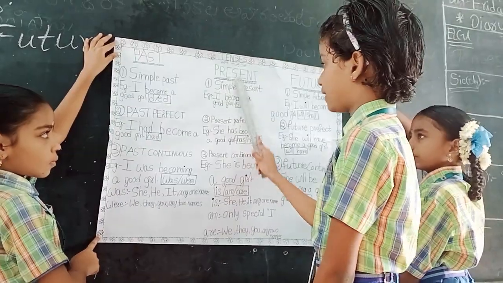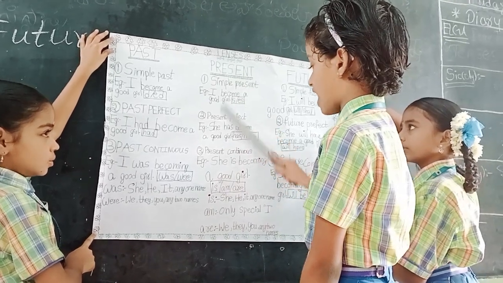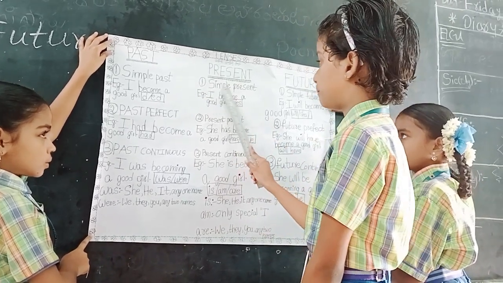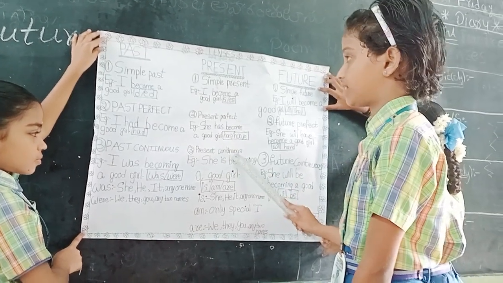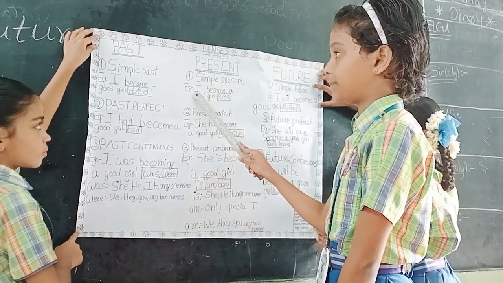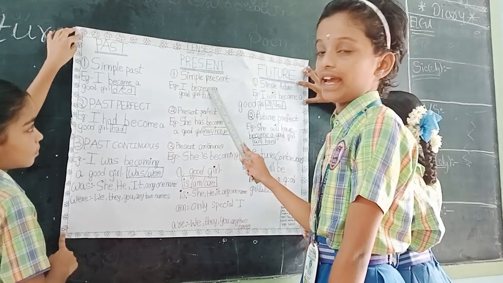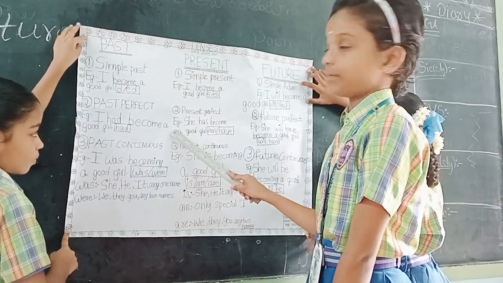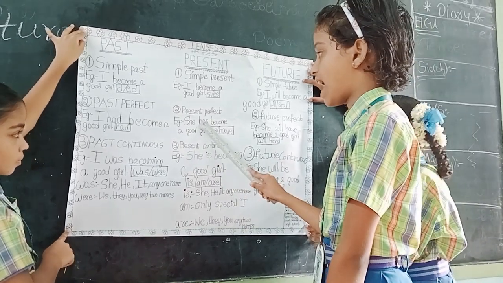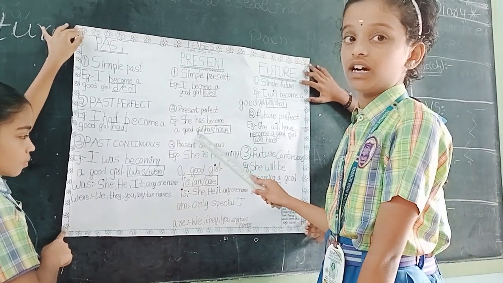Present. There are three forms: simple present, present perfect, present continuous. Simple present, example is I become a good girl. Present perfect, example is she has become a good girl.